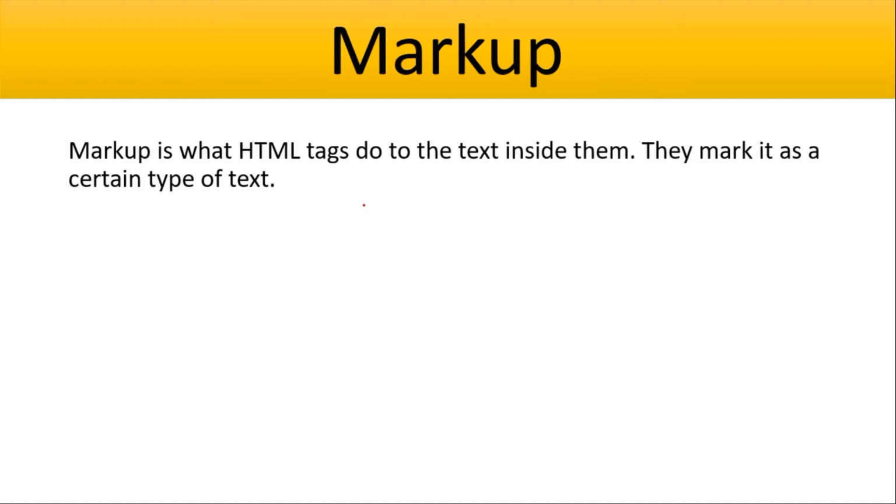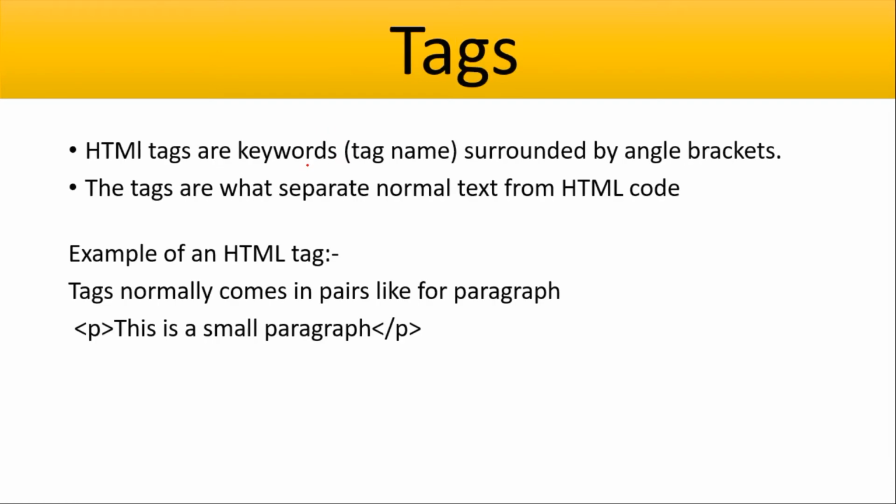Now we will learn what a tag means. In HTML, tags are keywords or tag names surrounded by angle brackets. The tags are what separate normal text from HTML code. Tags are normally like a container, enclosed within a less-than sign and a greater-than sign, and with the help of these HTML tags, different contents on HTML pages get rendered to the user so that you will be able to view and navigate it.